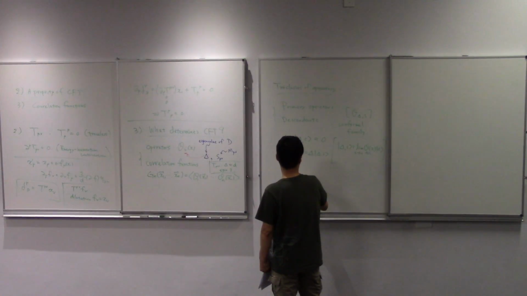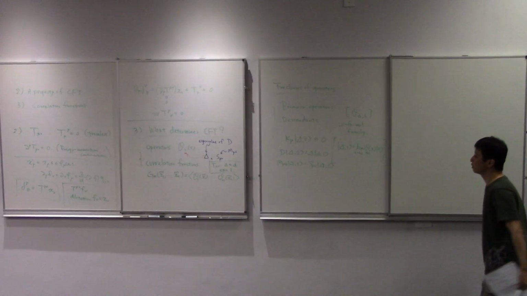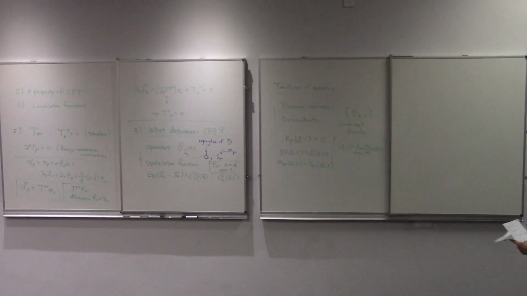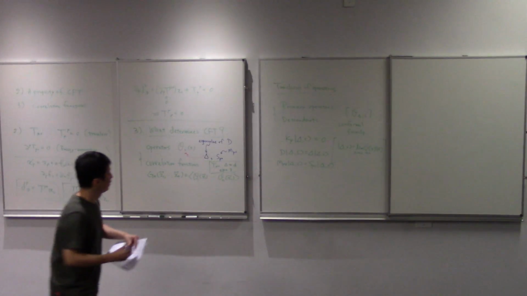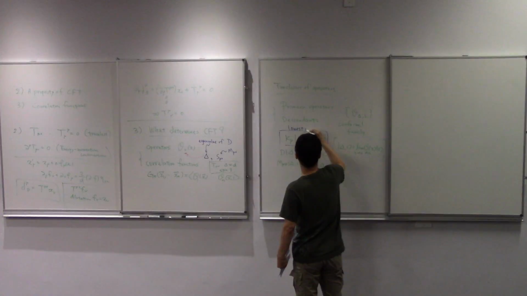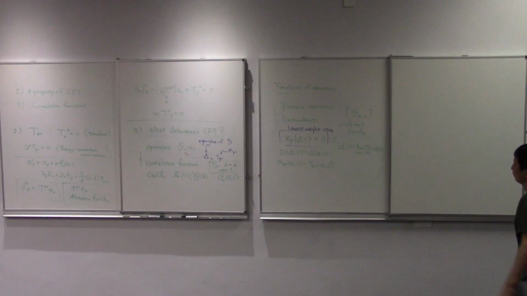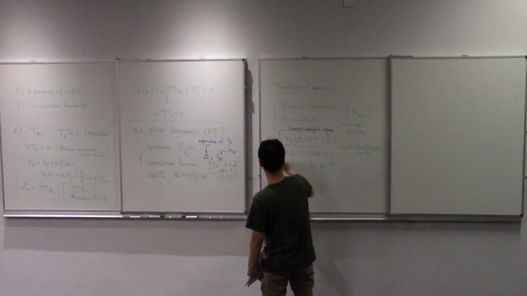And this S is the representation of SO(D) rotation. This is the most important property. And this tells you that the primary operator is the lowest weight state. To see this, consider the descendants. So now this is the primary, and two is the descendants.